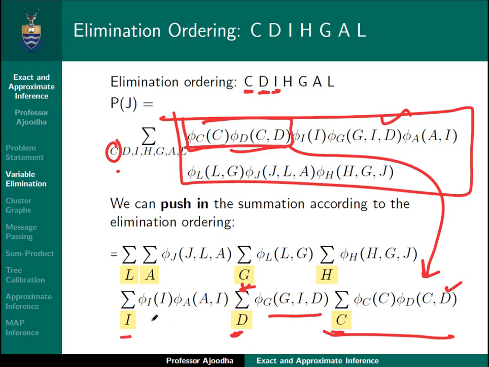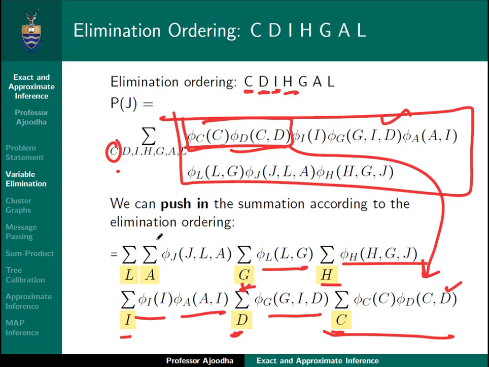So we eliminate I. All of the things with I's need to be on this rightmost side of the elimination procedure. So there's an I here, there's an I here, the factorizations that have the scope including an I. Then the next one is an H. So here's your H. So all of the H's need to be on the right hand side of the summation. All of the G's need to be on this side, all of the A's need to be on this side, and the L needs to be on this side.